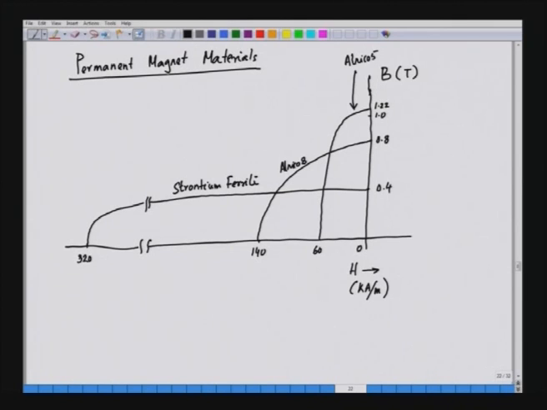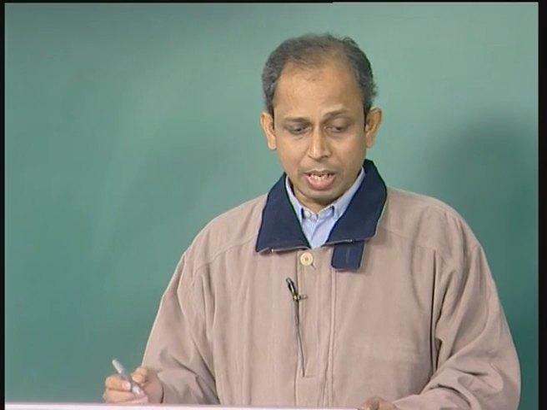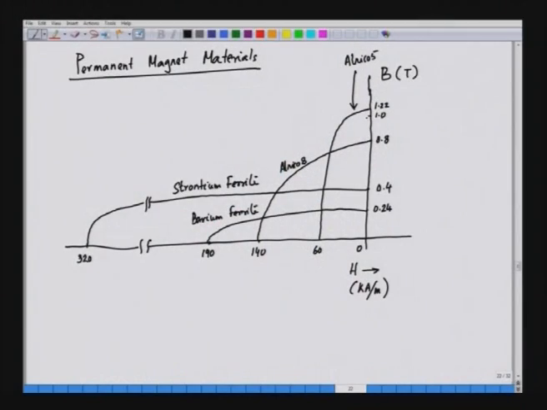Similarly, we can have barium ferrite. Barium ferrite is something like this, 0.24 here, and we will have something like 190. So, this is the curve for barium ferrite. Okay. And then we have another class of permanent magnet material called rare earth permanent magnet material, something like samarium cobalt. So, this is the BH curve for samarium cobalt. It goes like this.